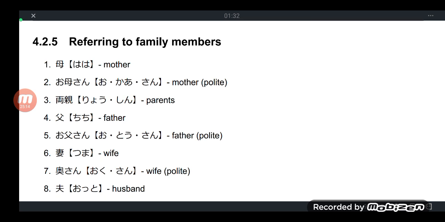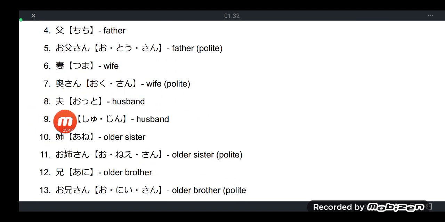Okay, referring to family members. Minasan, this is very important. So, you may screenshot this vocabulary part, but please, this is an indispensable part of our lecture. Haha, mother. Okasan, mother. Ryoshin, parents. Chichi, father. Otosan, father. Tsuma, wife. Okusan, wife. Otto, husband. Shujin, husband, or could be danna.